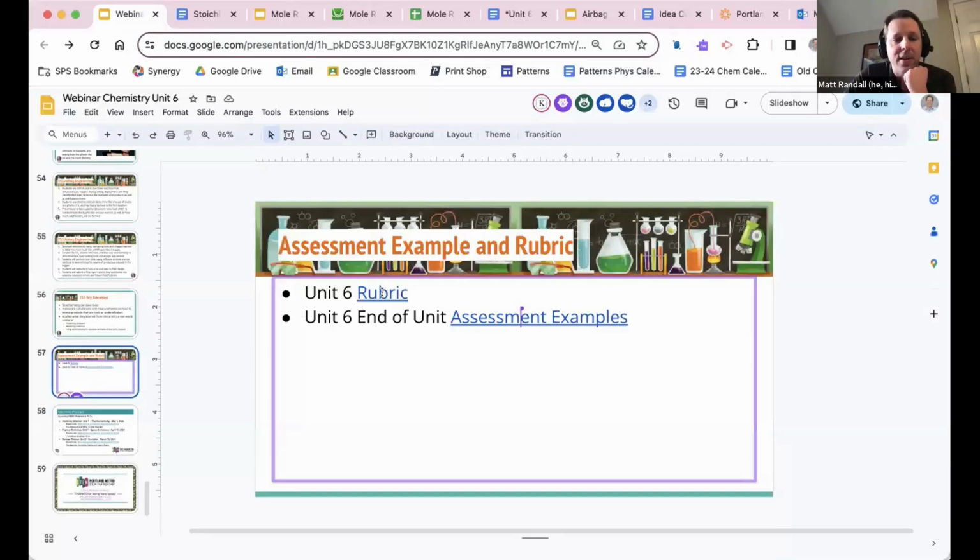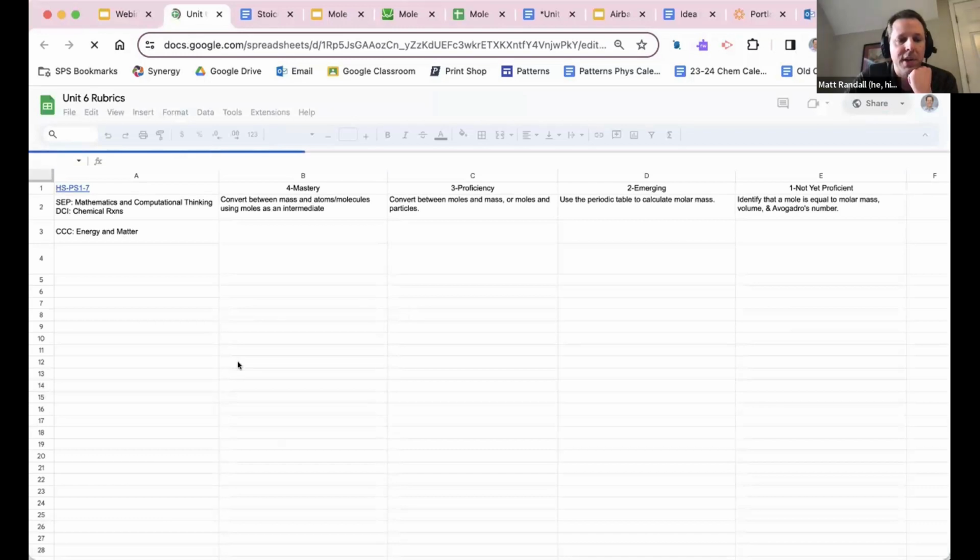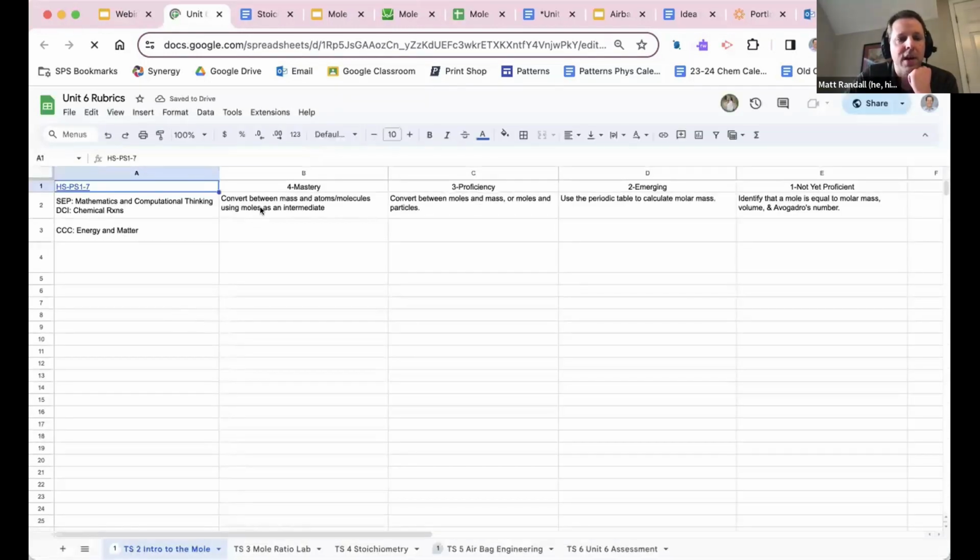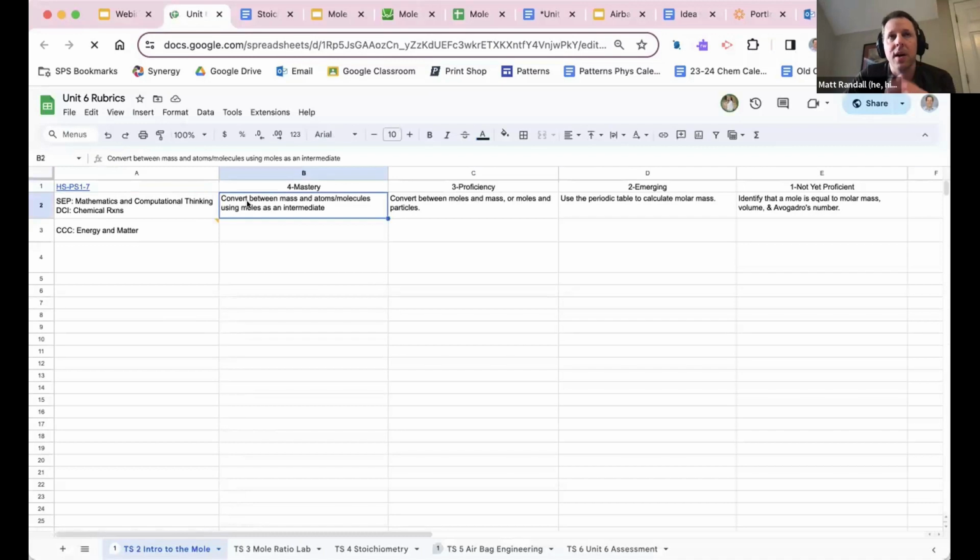Jomi Sika on our team is the one that put these things together for us. The first thing is the Unit 6 rubric, a document that describes what we're assessing for at the level of each of the different tasks. Task set 2, where students are doing well, I'll just read it. They're converting between mass and atoms or molecules using moles as the intermediate. That's using molar mass and going from mass to moles or moles to atoms.